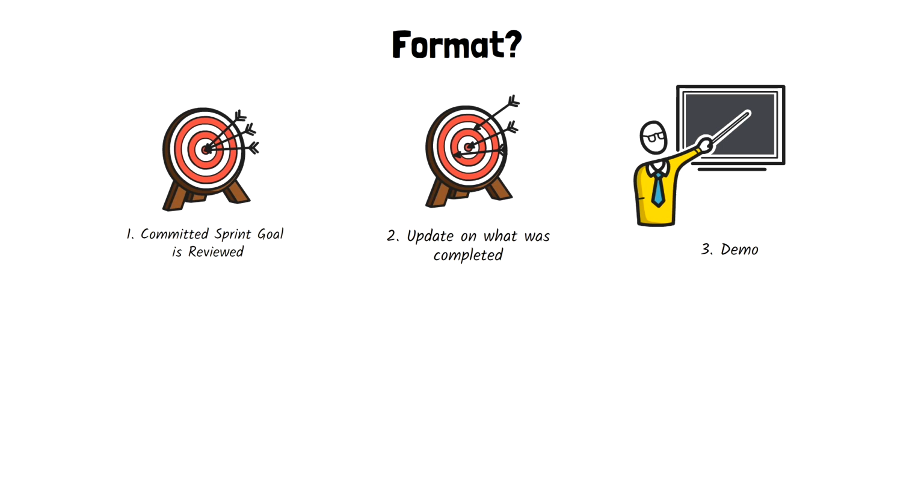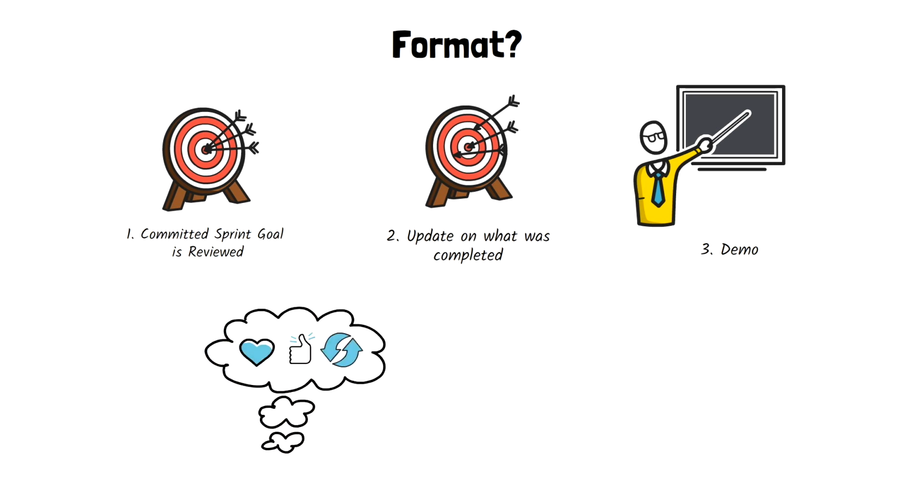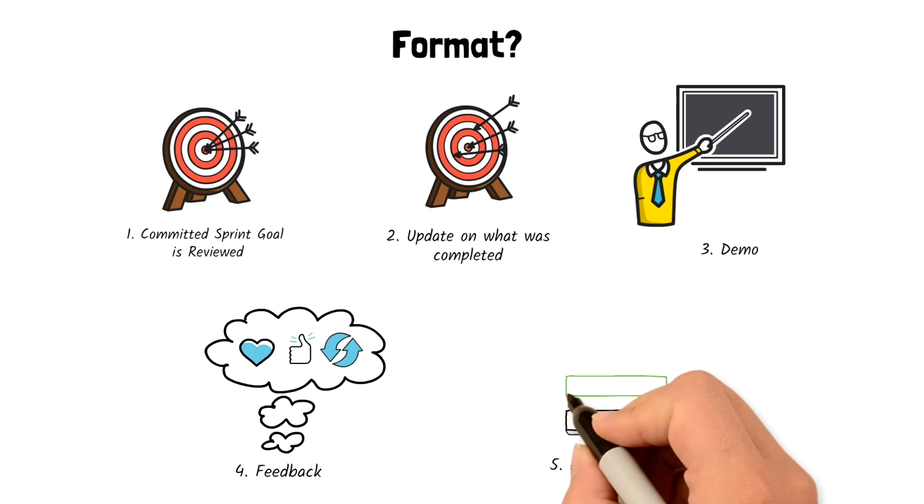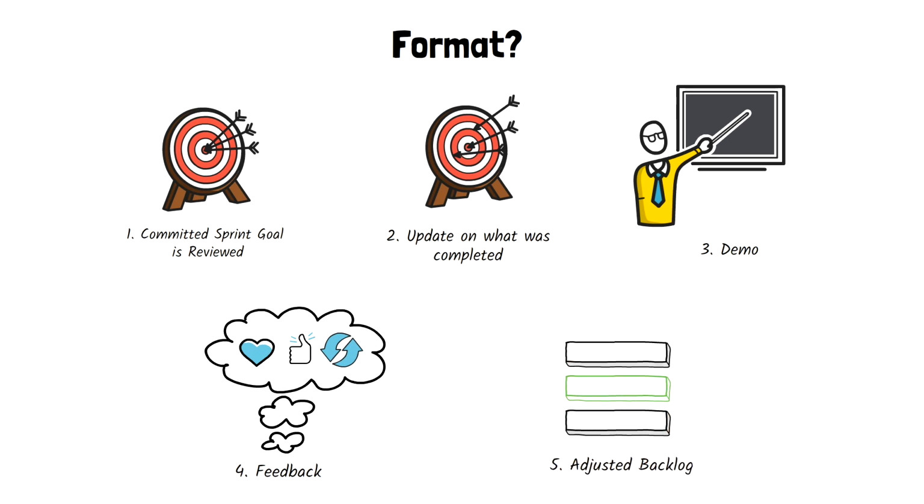It is recommended that only work that is fully complete is presented during the live demos. At the end of the demo, the Scrum team opens up the conversation for feedback. During this conversation, the product backlog might be adjusted. The meeting ends with a high-level overview of the top priorities in the product backlog. Keep in mind, this is just one example of the sprint review format. This ends our video of the sprint review.